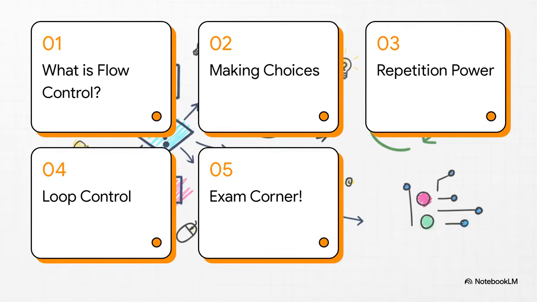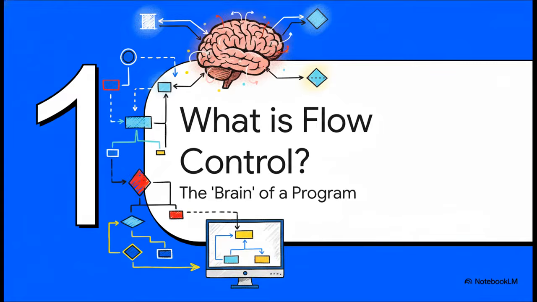Alright, so here's our game plan for today. First, we'll understand what flow control even is. Then we'll see how programs make choices using the if family. After that, it's all about repetition with loops. We'll also learn how to control these loops with break and continue. And finally, we'll wrap up with a very important Q&A in our exam corner. Ready? Okay, first things first.